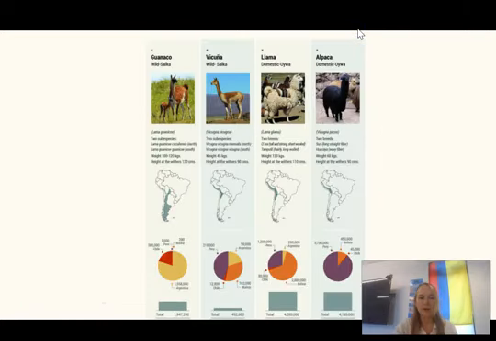So here's a breakdown of some of the different camelids. I don't know if they're in the same family or if they're in the same genus as camels, but they are related to camels, and they're what we have here in the New World. So when we were looking at Mesoamerican culture, we knew that they did not have beasts of burden, but not so in South America.